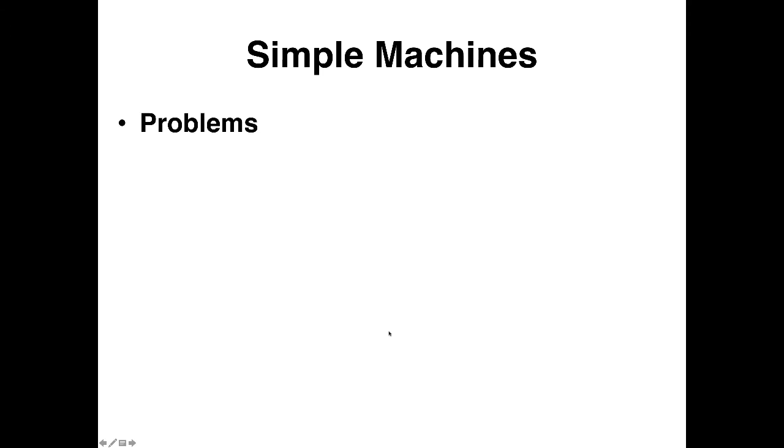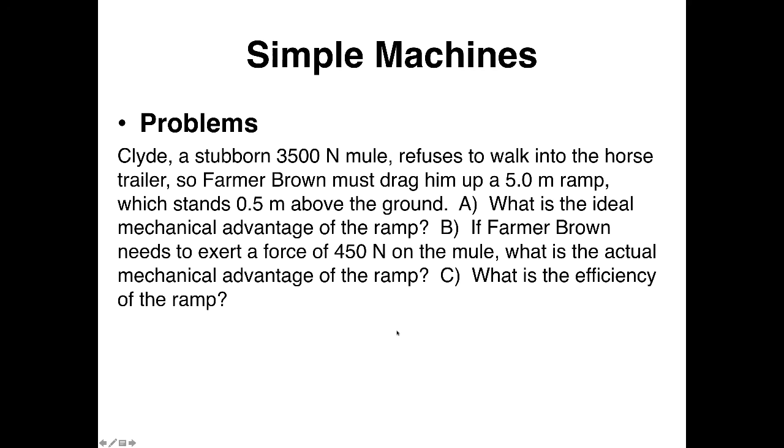So let's look at a couple of problems of this type. Clyde, a stubborn 3,500 Newton mule, refuses to walk into a horse trailer. So Farmer Brown must drag him up a 5-meter ramp, which stands 0.5 meters above the ground. What is the ideal mechanical advantage?